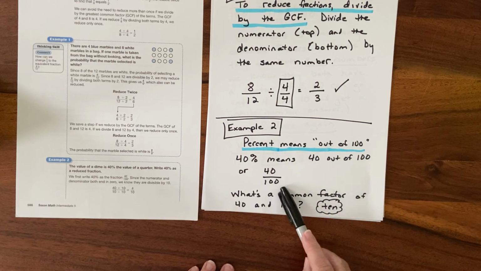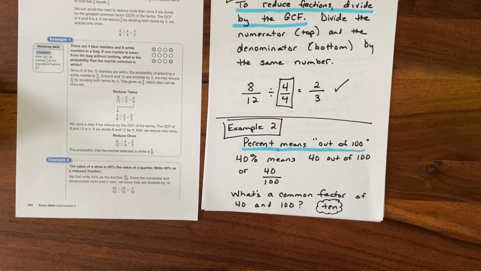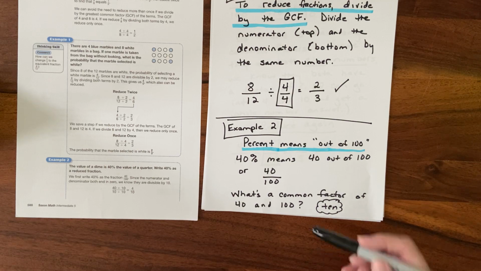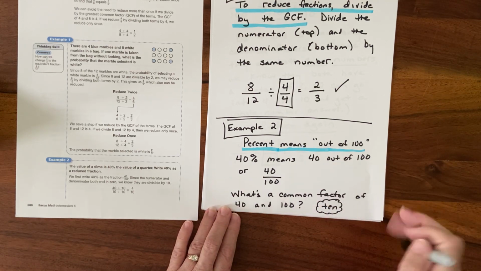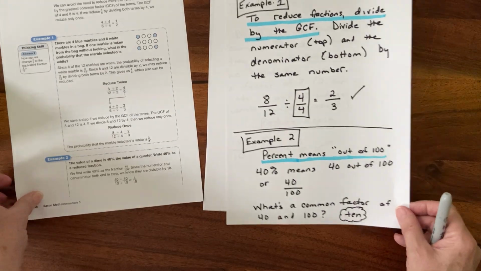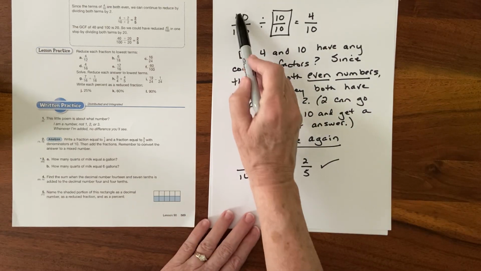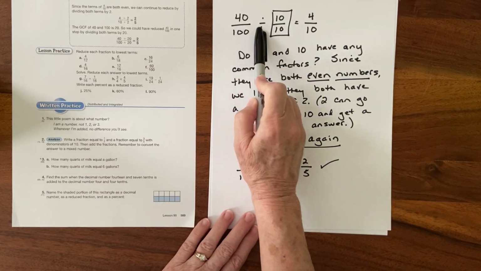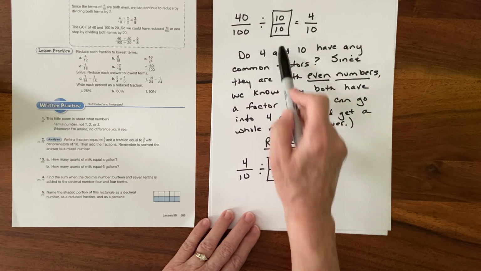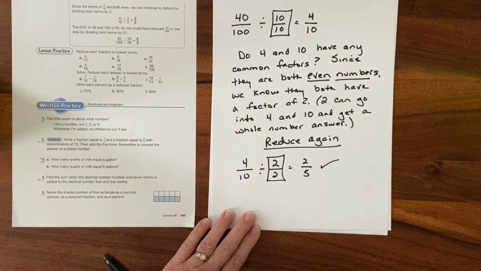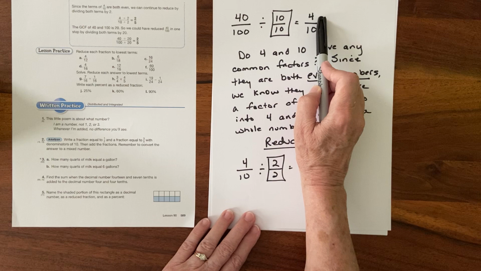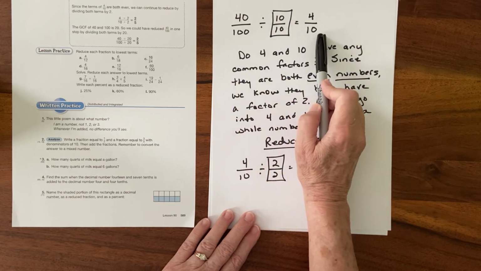Since they both end in 0, I know they both have a factor of 10. Okay, that's good. I could do that. There's probably a greatest common factor, probably a bigger factor, but that's an easy factor. So let's go ahead and divide by 10. Okay, so remember I put my fraction here, put my division, put my box for my new number, the same on the top and the bottom. So 40 divided by 10 is 4. 100 divided by 10 is 10.